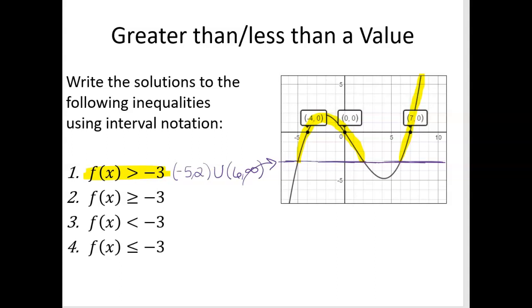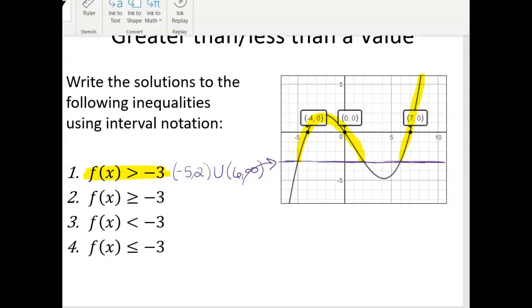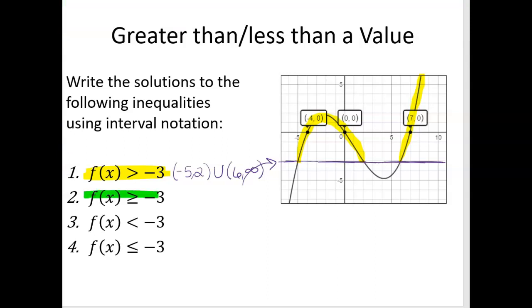All right, when we change to this greater than or equal to -3, what we're doing is now saying we can be on the line. So let's switch to a different color. So we'll go to this green. So now we're going to add in these spots where we're actually on that line in addition to the yellow one. So it'll be bracket -5 to 2, bracket, union, bracket 6 to infinity, because now we're including these spots right on the line, okay, and that gives us a bracket rather than the parenthesis.